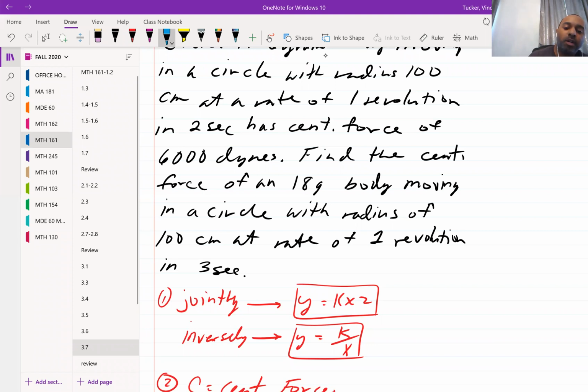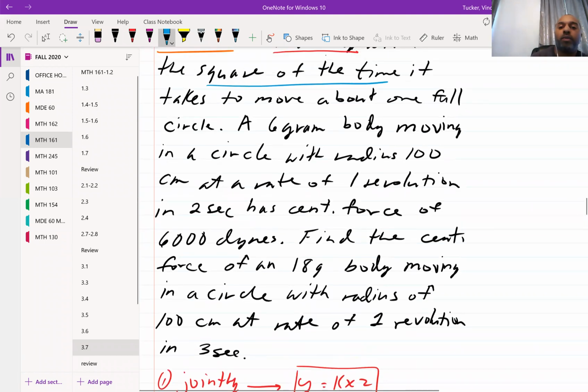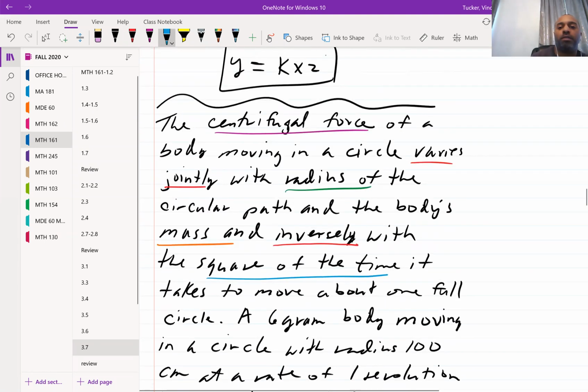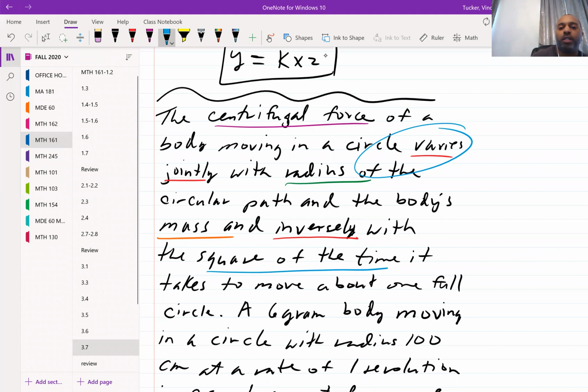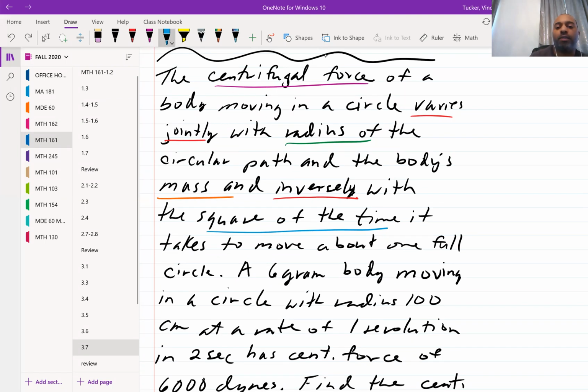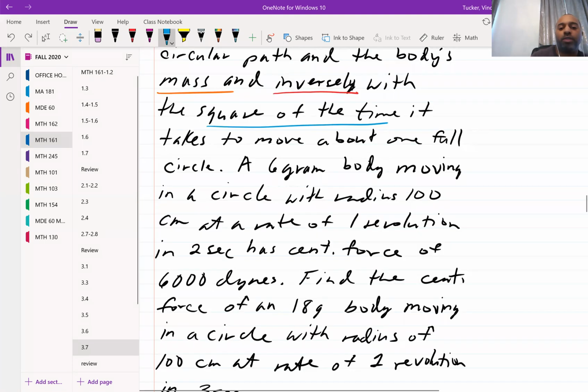All right. So before we do that, we do want to look at what variables we'll be using in front of our first varies. We see the centrifugal force of the body moving in a circle. So C will be our centrifugal force that varies jointly with the radius of the circular path and the body's mass. So I'm going to use R for radius and then M for mass. Then it says inversely with the square of the time. And so I'll use T for time.